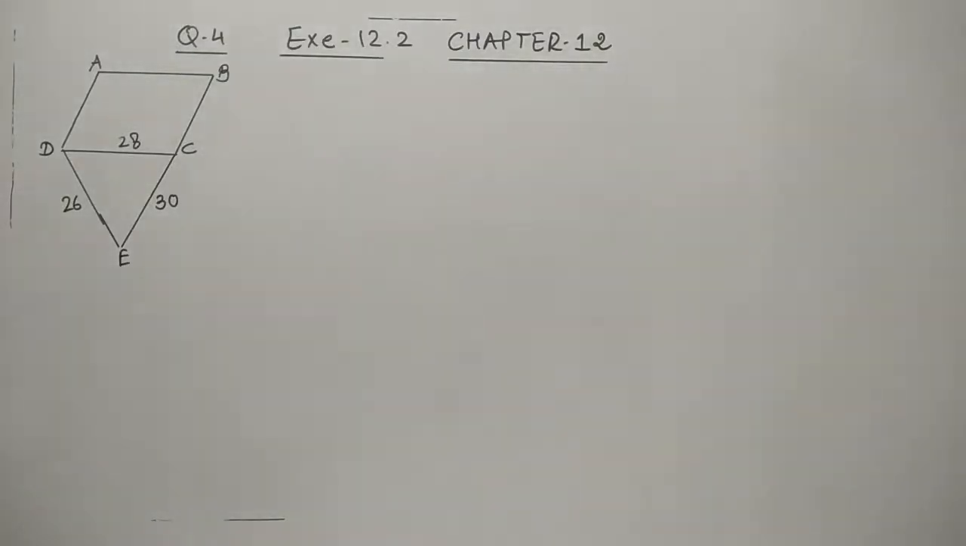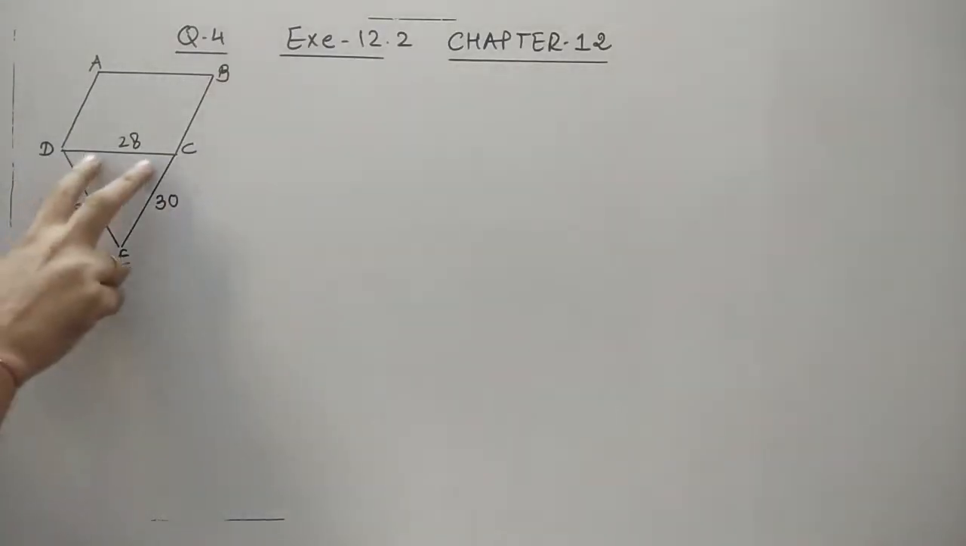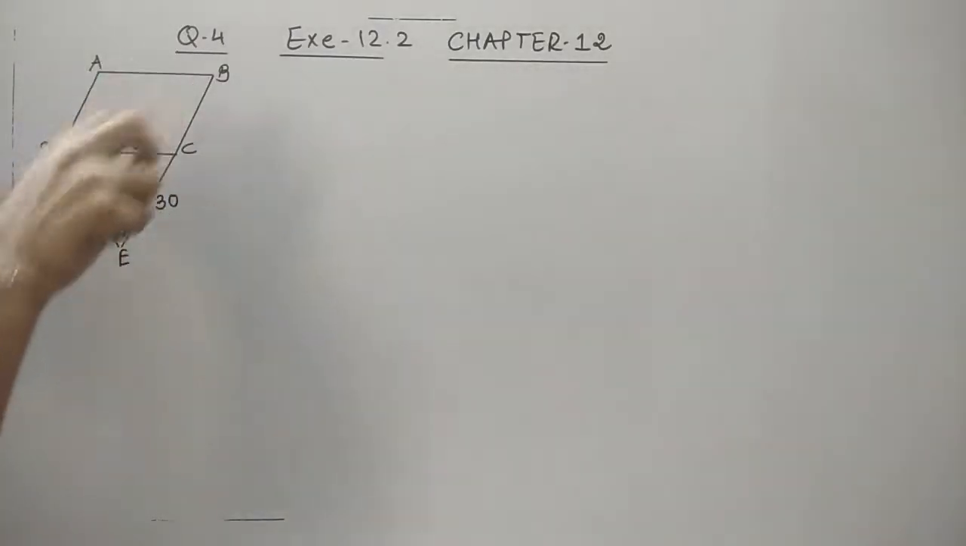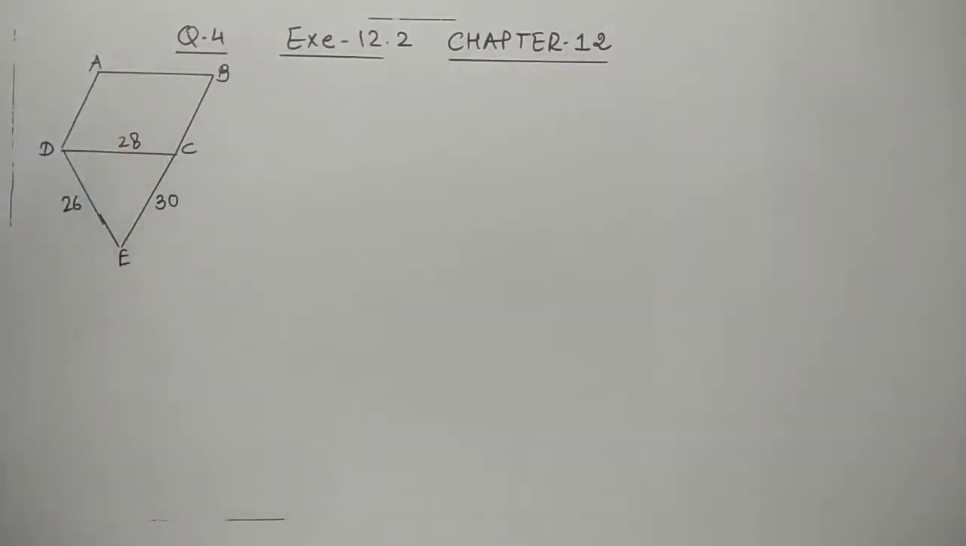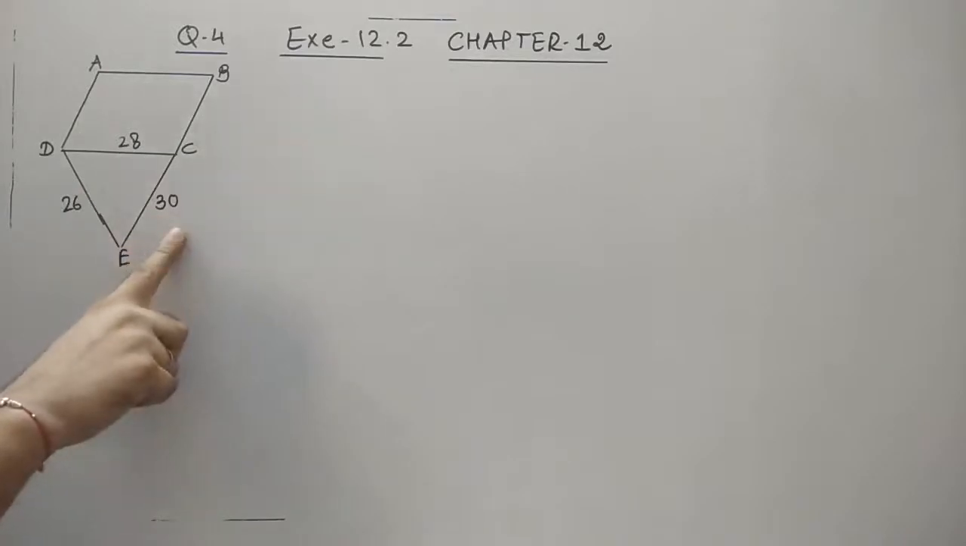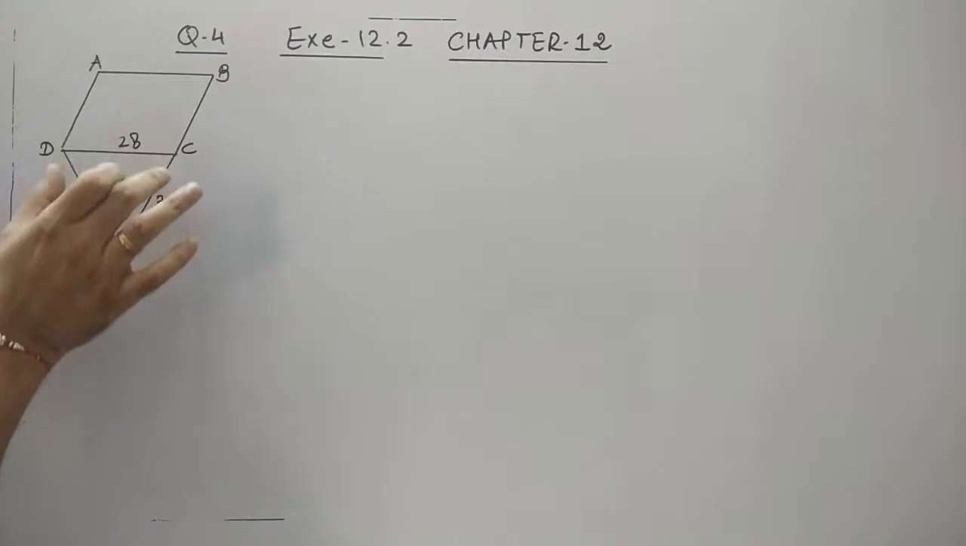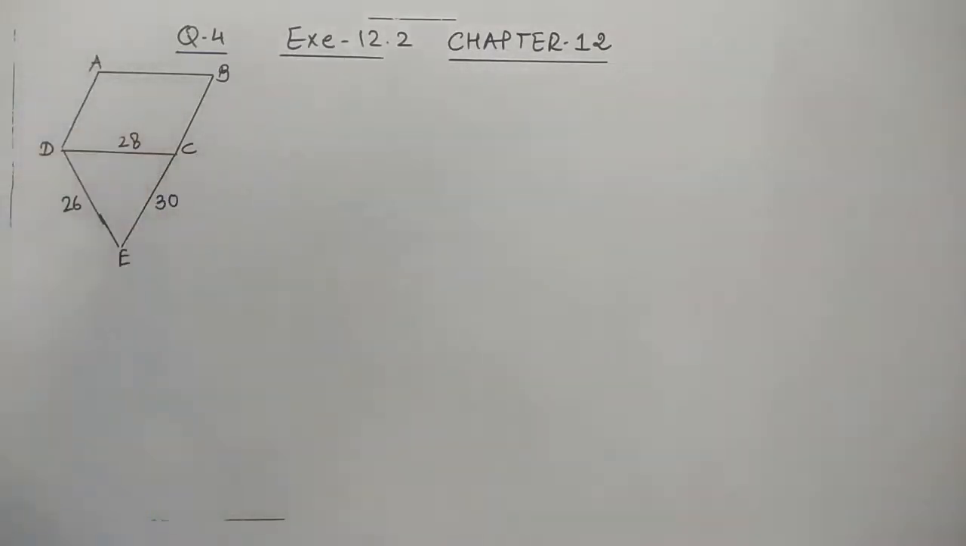Continue with question number 4 of the same exercise 12.2. In the question they have given a triangle. You can see here DCE is one triangle and a parallelogram, that is ABCD. They are on the same base. We can see that CD is common in both parallelogram and triangle. If the sides of the triangle are given as 26, 28 and 30 and the parallelogram stands on the base 28 centimeter, then we have to find out the height of the parallelogram.